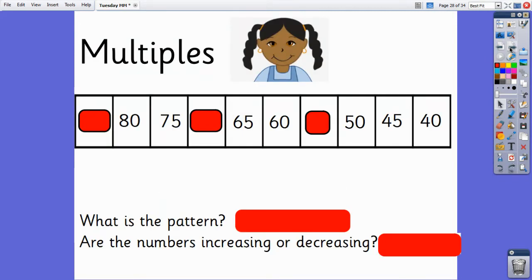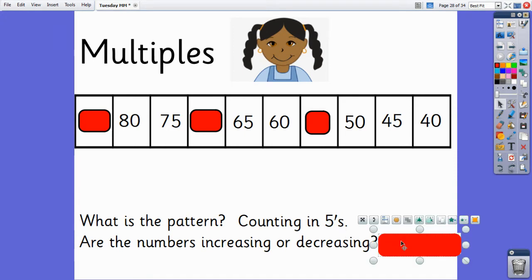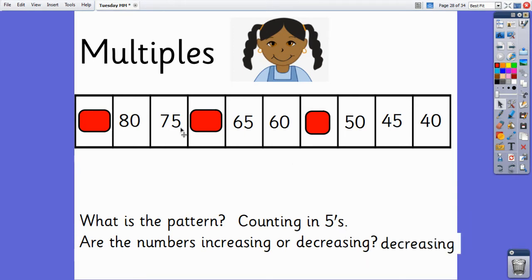We are going to move on to our multiples. Have a look at the number track and see if you can spot the pattern in this sequence. Well done! You have spotted that we are counting in fives. Are the numbers increasing or decreasing? Remember, increasing means the numbers are getting bigger. Decreasing means the numbers are getting smaller. Well done. You have spotted the numbers are decreasing. They are getting smaller each time.